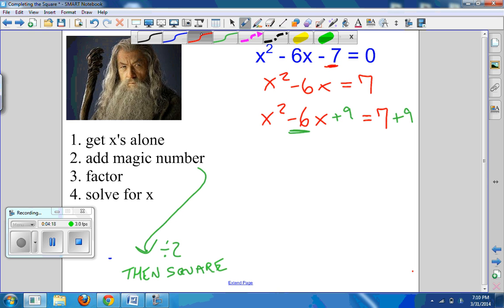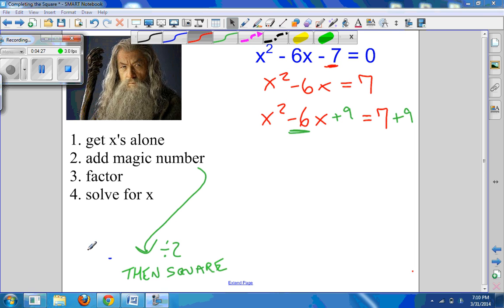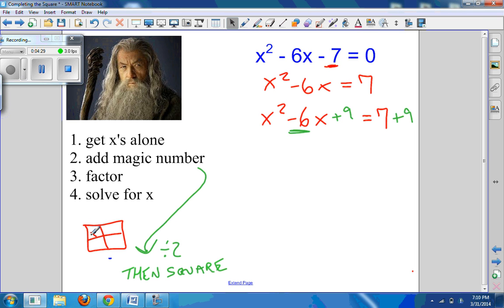The next thing it says to do is factor. So to factor this, we can use our little factor board over here. x squared, 9, x, x.